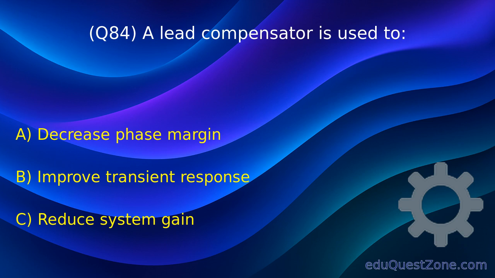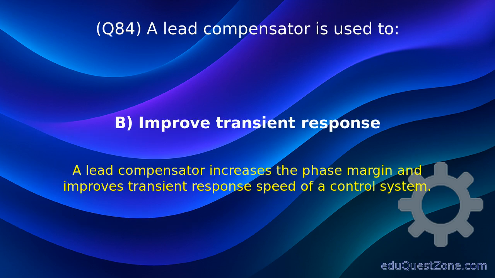Question 84. A lead compensator is used to. The correct answer is B, improve transient response. A lead compensator improves phase margin and transient response.